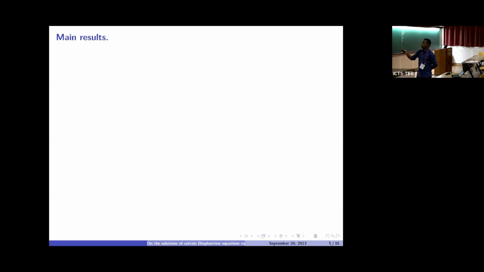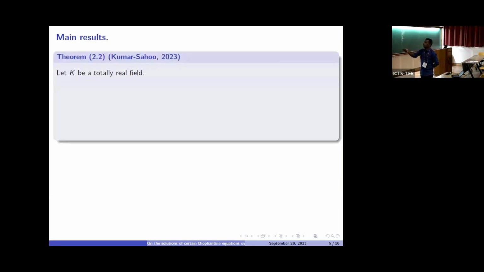Now we'll discuss our main result. We start with a totally real field, and suppose for every solution (lambda, u) to the SK unit equation, lambda plus u equal to 1, where lambda and u are SK units.